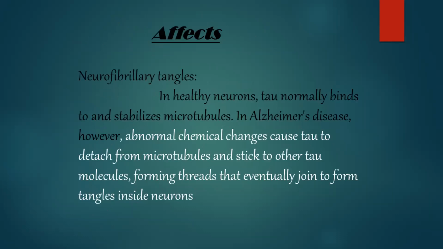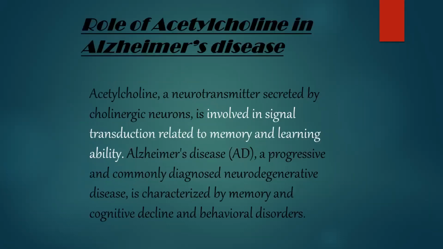Neurofibrillary tangles. In healthy neurons, tau normally binds to and stabilizes microtubules. In Alzheimer's disease, however, abnormal chemical changes cause tau to detach from microtubules and stick to other tau molecules, forming threads that eventually join to form tangles inside neurons.